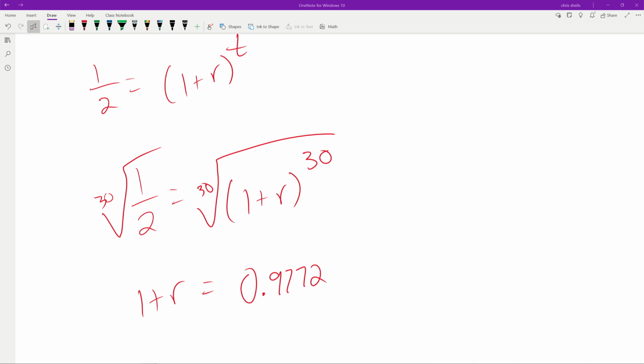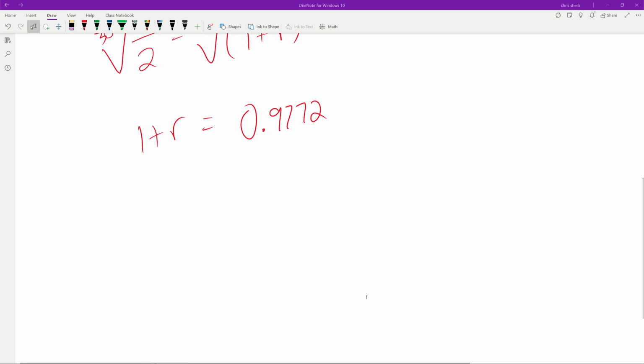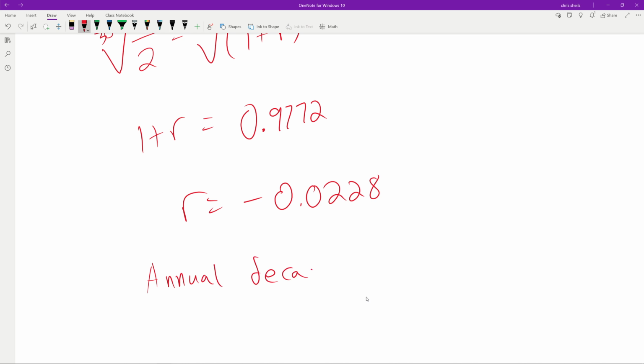Subtracting 1 from both sides, I get that r is about negative 0.0228, or the annual decay rate is about 2.28%, right? We no longer put a negative sign with this whenever I use the word decay, right? The word decay implies that this would be negative in a math problem.